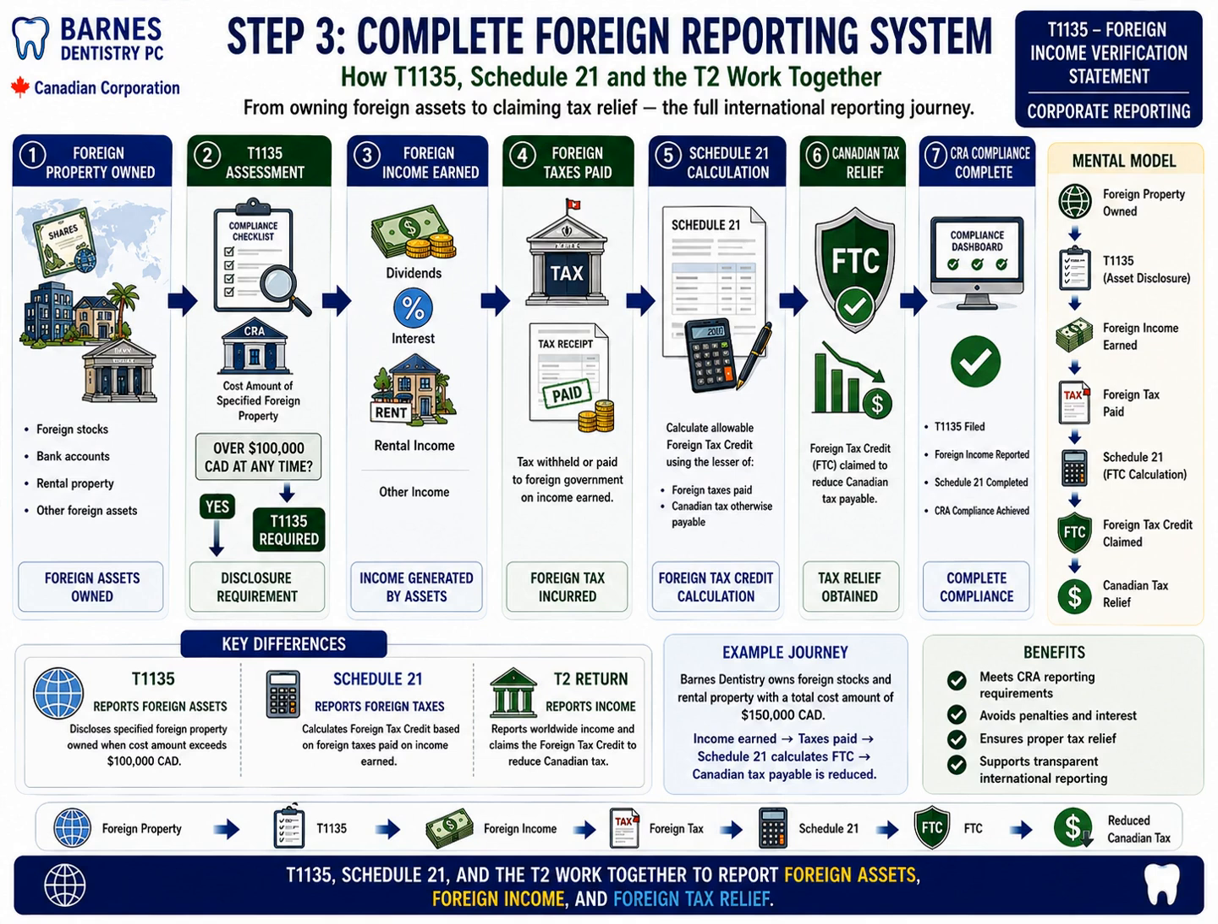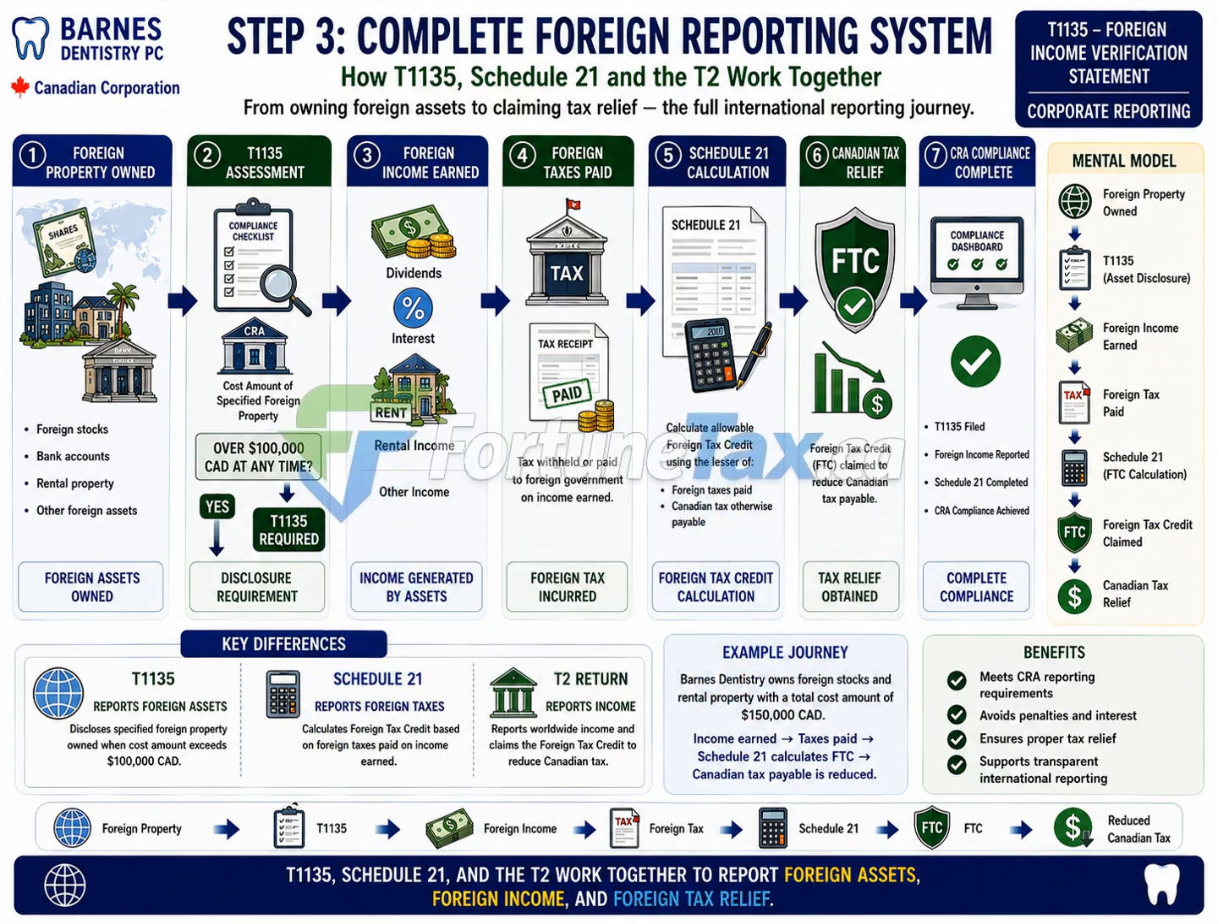Finally, we arrive at Stage 7. CRA compliance is complete. The corporation has fulfilled its reporting obligations. T1135 has been filed if required. Foreign income has been reported properly. Schedule 21 has been completed. Foreign tax credits have been calculated, and the T2 return reflects the appropriate tax relief. The corporation has now completed the entire international reporting cycle.